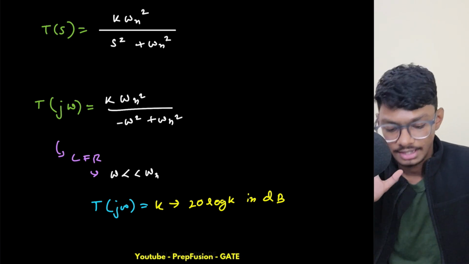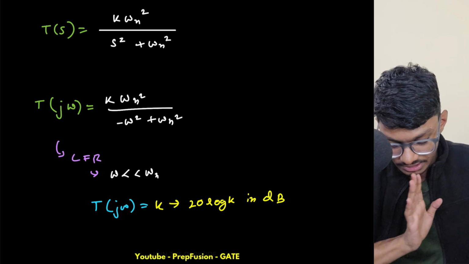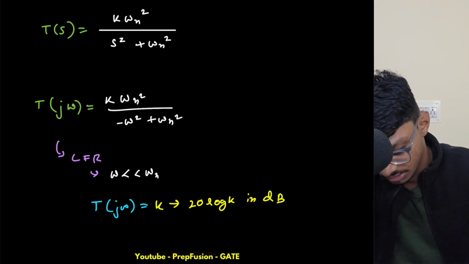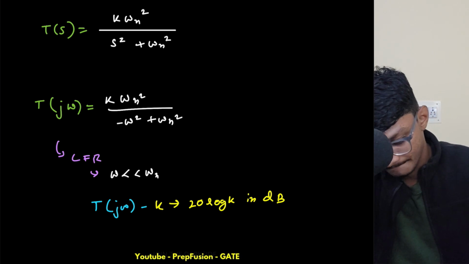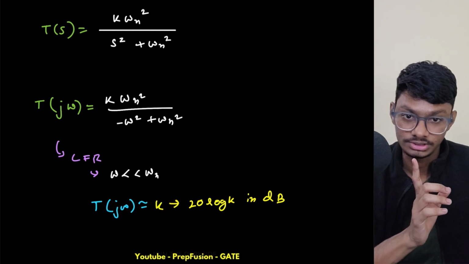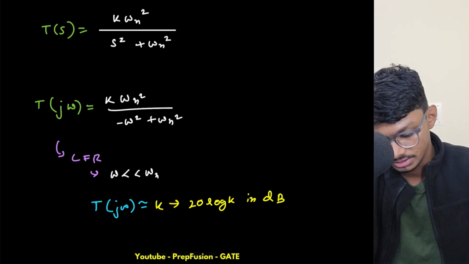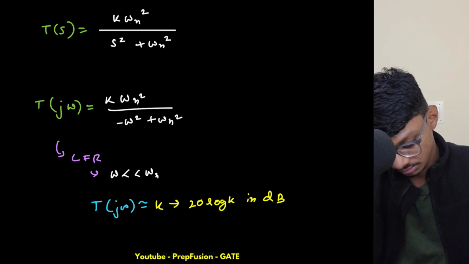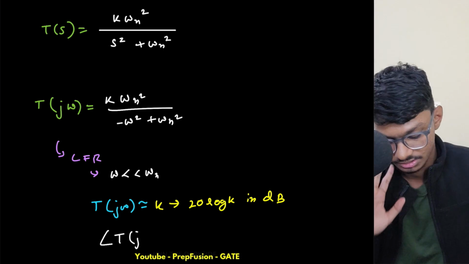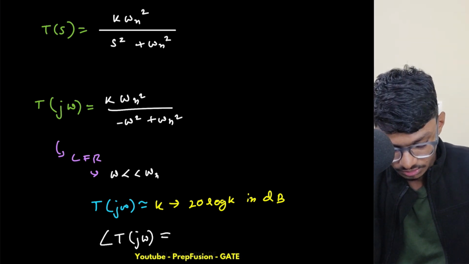Now what about the angle? This is positive only, right? Only k is present. This is approximate actually. Only phase is positive, so obviously it will be 0 degrees. The k is greater than 0, that is already we know, that is the initial condition. So k is greater than 0, so this is 0 degrees.